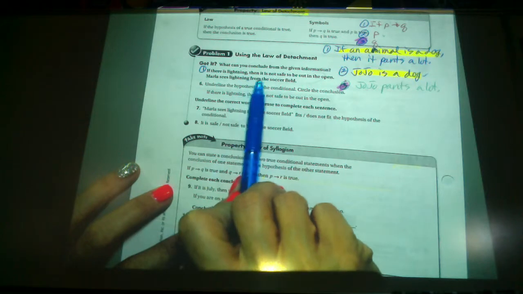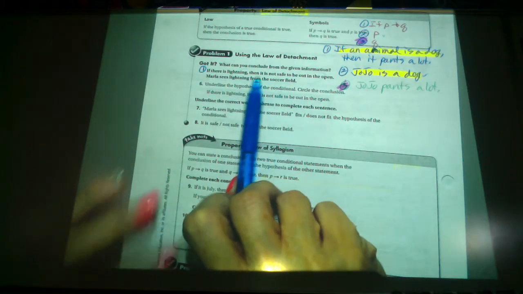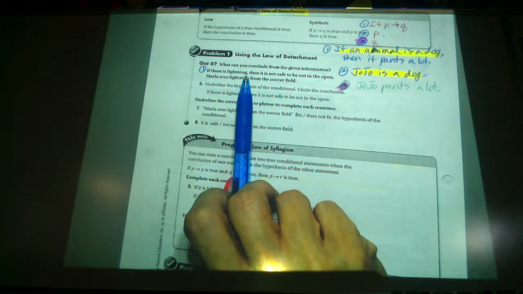You need to identify whether it's law of detachment or the next one that we're going to talk about, law of syllogism. So if there is lightning, then it is not safe to be out in the open. Is that a full conditional? Yes, it's got the if-then. It may not have if-then, but if you can put it in the if-then form, then it counts as a true conditional. The second statement, Marla sees lightning from the soccer field. Is that a full conditional or a partial?